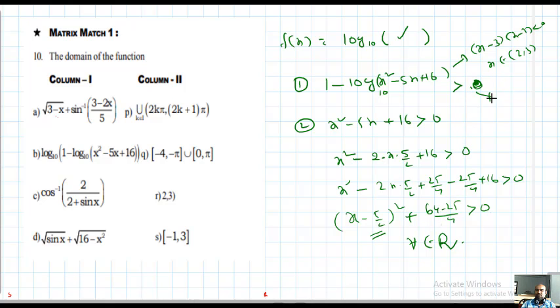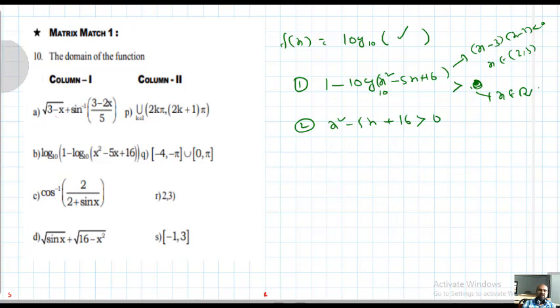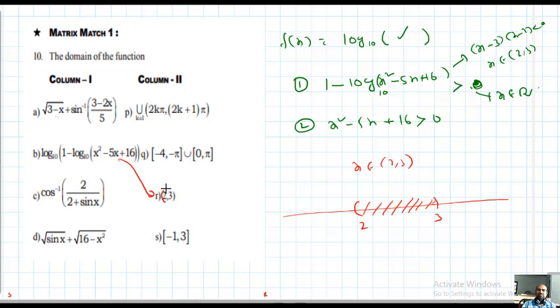What is the second part giving? x belongs to all real numbers. Their intersection we should find. Observe here: the first says x should lie between 2 to 3, and the next one says all real numbers. So the intersection is this one only. So x belongs to open 2 to 3, the domain of the B function. Here I write the open bracket, so I can move on with this.